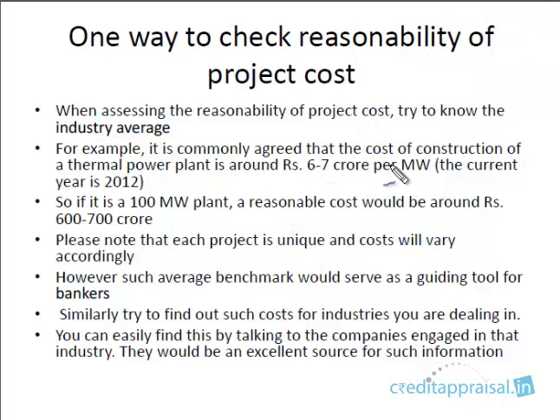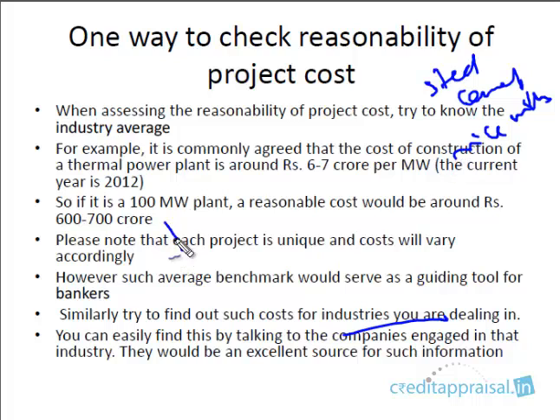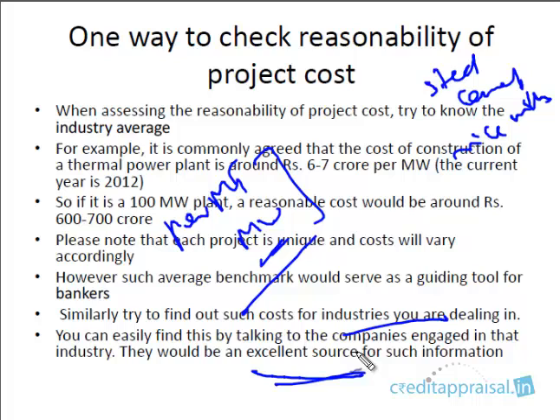Similarly, you can try to find an average value for the various industries you are dealing with in your particular zone where you are functioning. Maybe there are a lot of steel units, maybe cement units, maybe rice mills. So per ton or per megawatt, just try to understand what the average cost in this particular industry is. You can get this just by talking to the companies. They are an excellent source for getting that information.